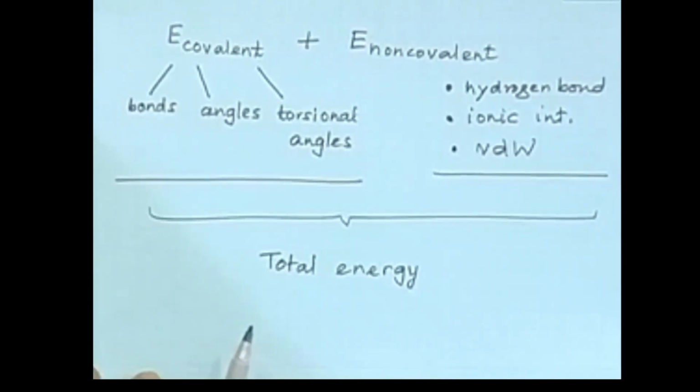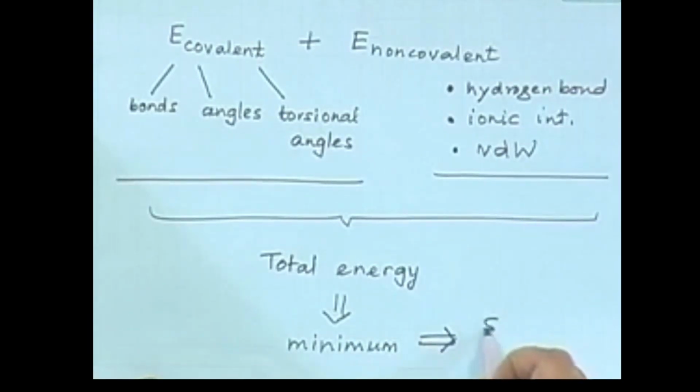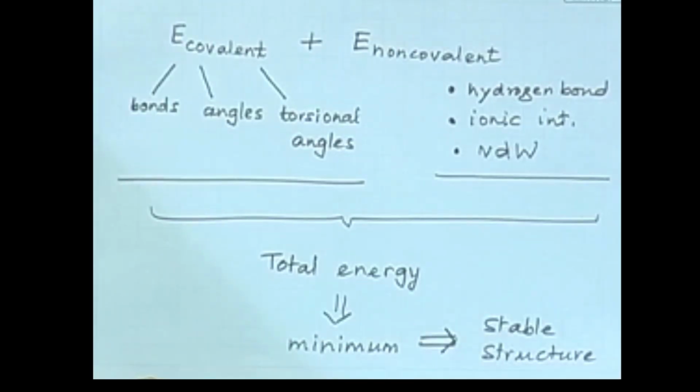Now, what do we want this total energy for the protein to be? A minimum, right? We want this to be a minimum so that we have a stable structure. So for the total energy, we have to get a minimum, which is going to result in a stable structure. And what is this structure? It is the final native folded form of the protein.